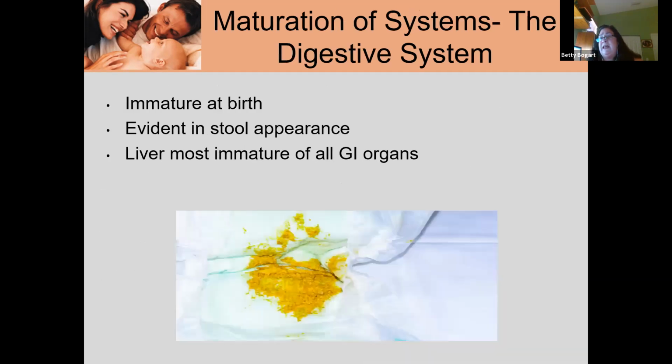Babies are born, their GI systems are very immature. They can't tolerate food, they can't digest it. If you give them food, it's just going to be in the stool when it comes out the other end. So we don't want to overwork that GI system.